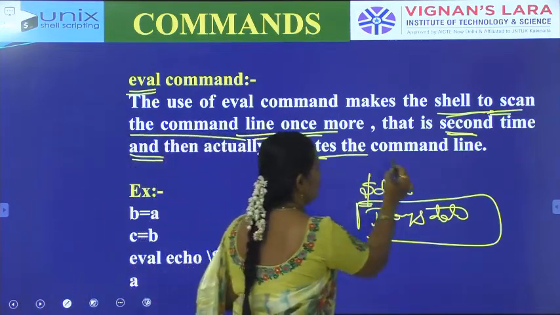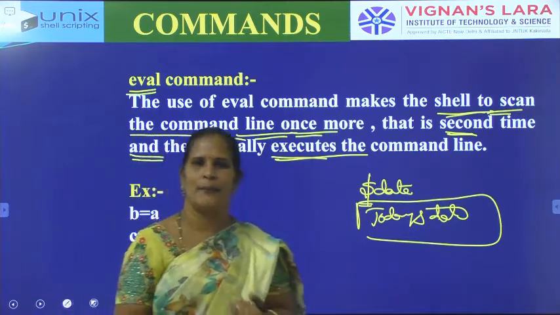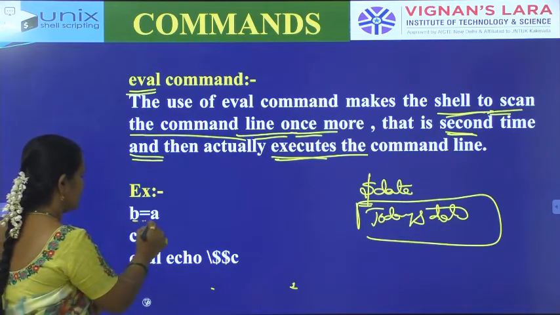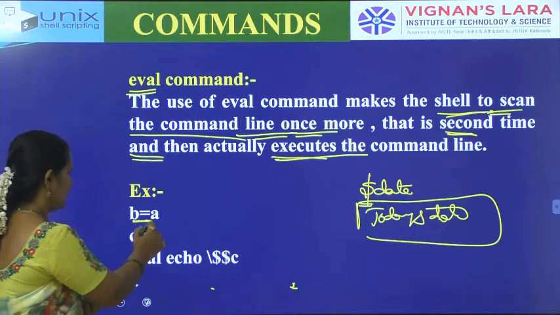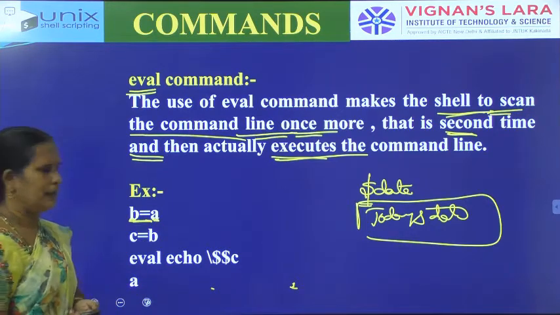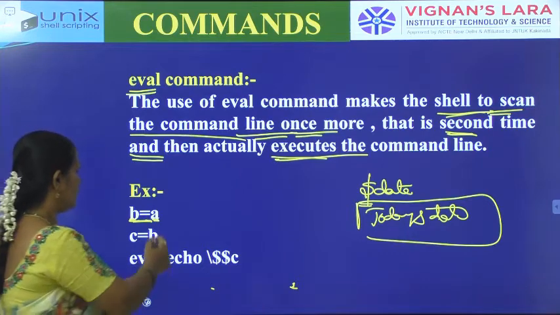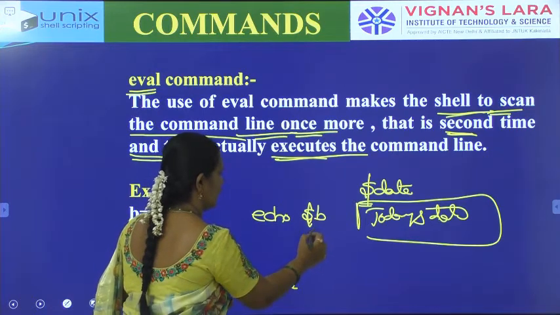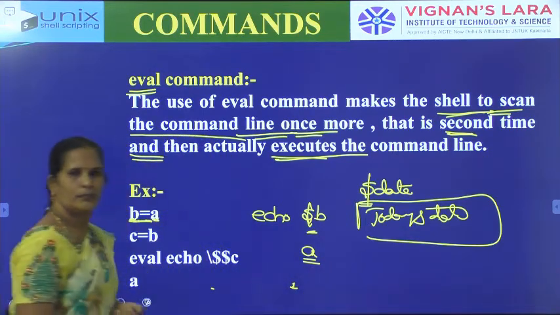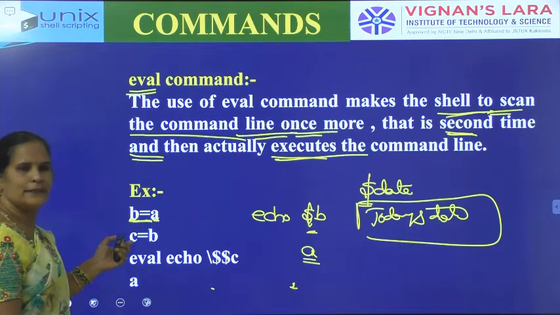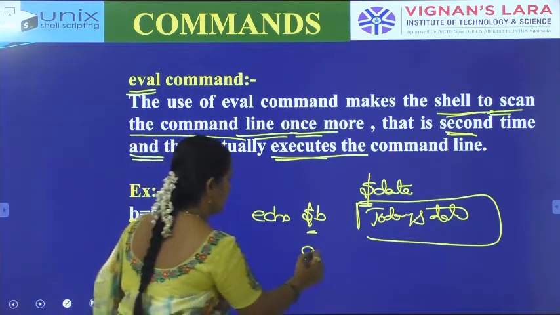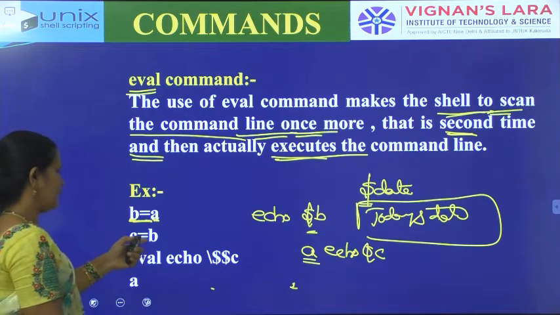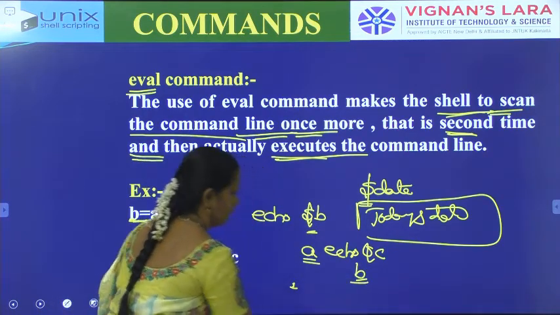Actually, dollar C means it is going to print B. Once again I specified a dollar symbol, so dollar B is equal to A. So eval space echo space slash dollar variable name: C contains B, and for B also I applied echo dollar, which is going to print A. So the output for this command, where C equals B, is A. If we specify eval echo slash dollar C, where the value of C is B, it is going to print B.